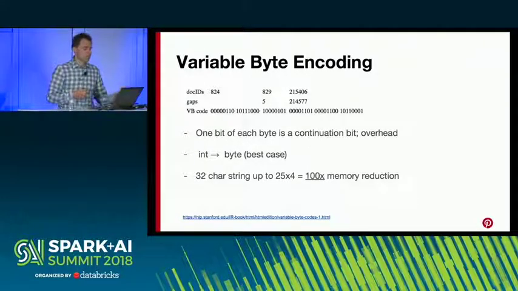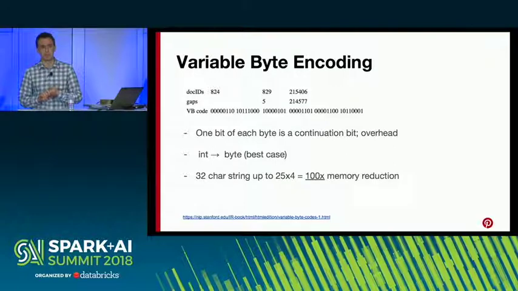And so now 25x, another 4x. Now we have a 2 orders of magnitude reduction in memory. And of course, that's going to go a very long way in making sure your shuffle and everything is very efficient.